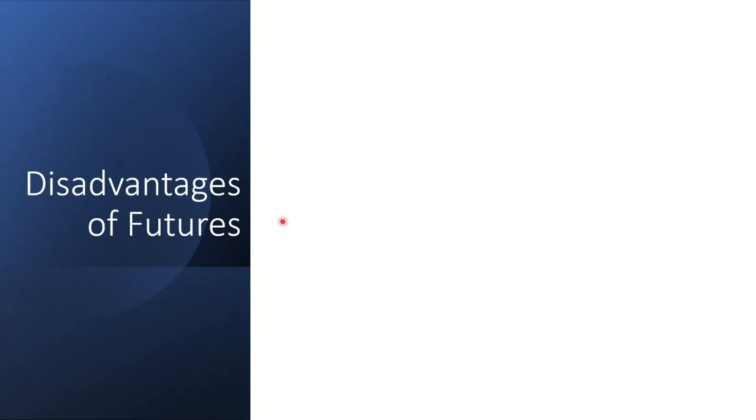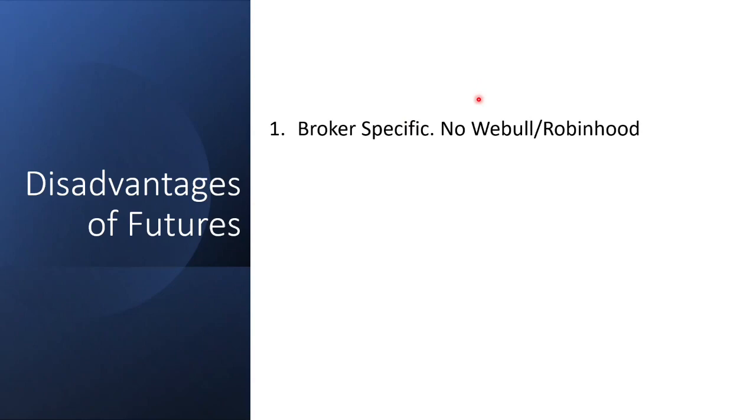The disadvantages of futures, I'll be going through them one by one. Number one, this is broker specific, so you can't trade them on Webull. You can trade them on Robinhood. You need a broker that allows futures or specializes in it. Number 2, commission fees add up. This is very, very important, and I'll be going into more depth in the future slides.